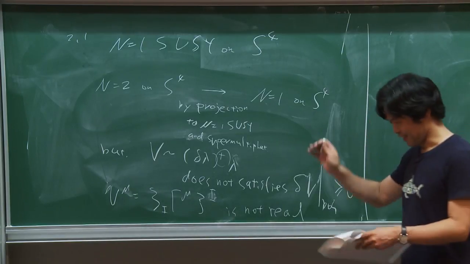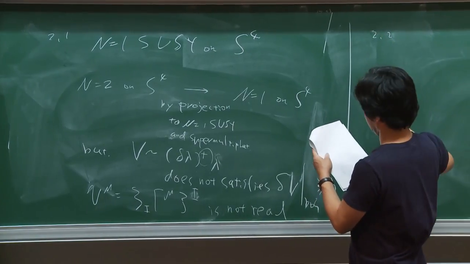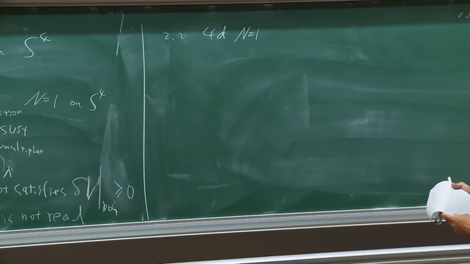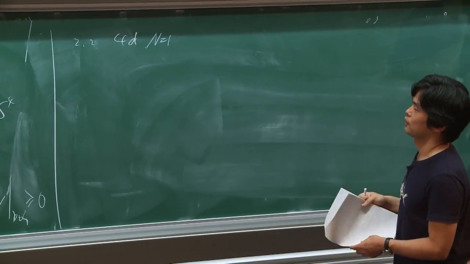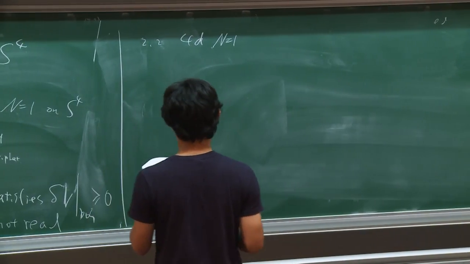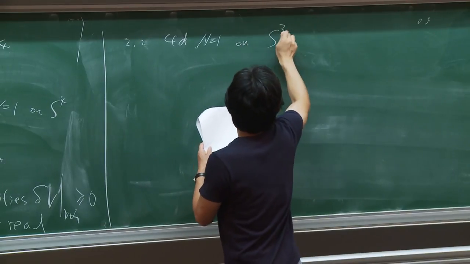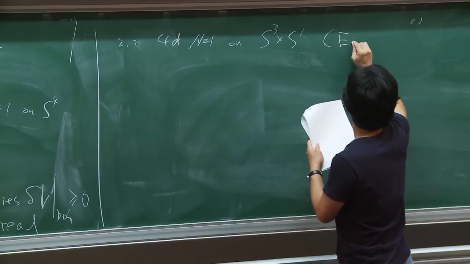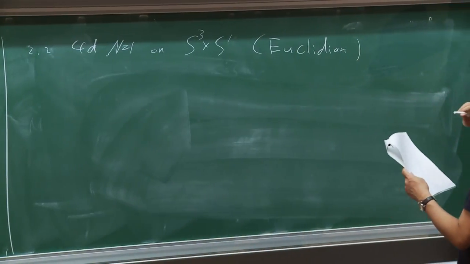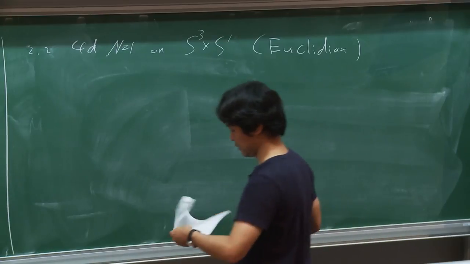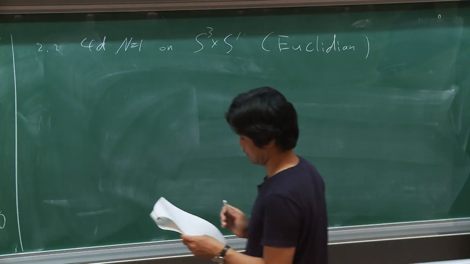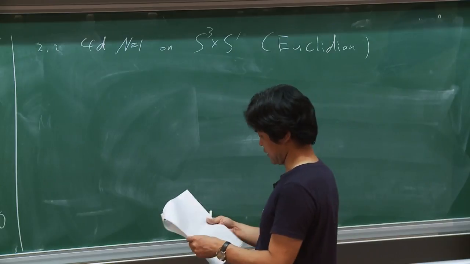Okay. So actually, for the N equals 1 gauge theory, the localization technique applied to the N equals 2 gauge theory is a bit difficult. Okay. So some difficulties. For the S3 cross S1 case, it works.